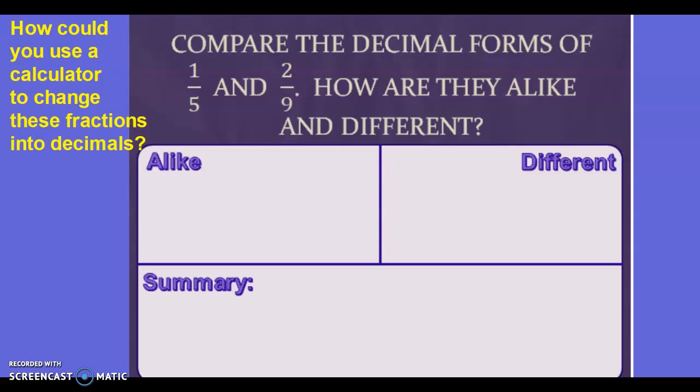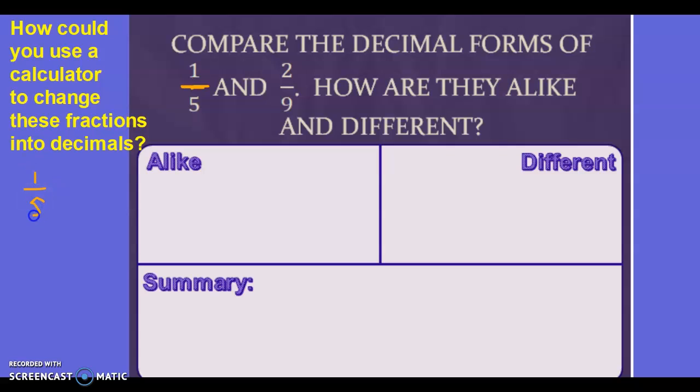Today we're going to focus on the topics of fractions and decimals. Let's compare the decimal forms of the fractions 1/5 and 2/9 and look at how they are alike and how they are different. Do you remember how to take a fraction and change it into a decimal using your calculator? If not, remember that this fraction bar right here means division.